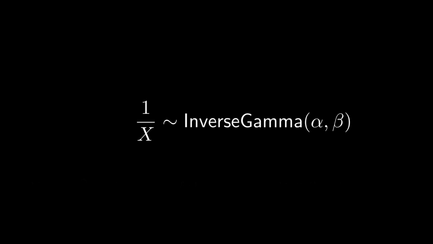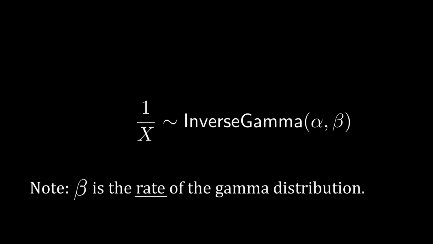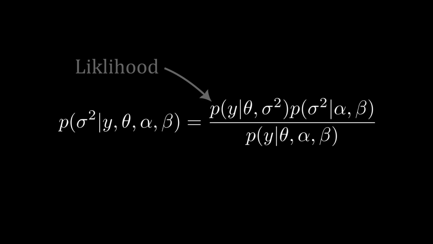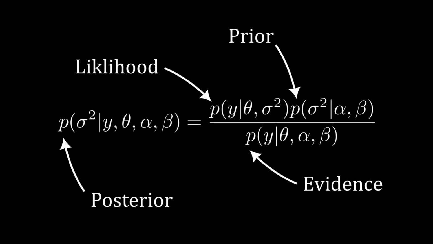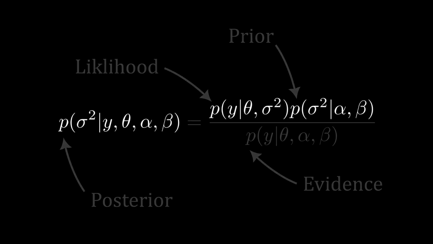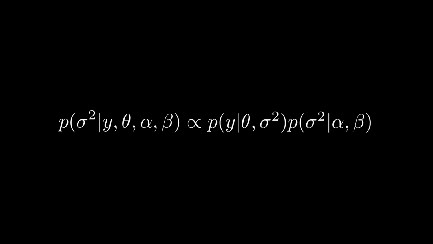The inverse gamma distribution is the distribution of the reciprocal of a gamma-distributed random variable. Like the gamma distribution, it is a positive continuous distribution with two positive hyperparameters, a shape parameter alpha and a scale parameter beta. To compute the posterior, we need to turn the handle on the Bayesian machinery by multiplying the likelihood by the prior.